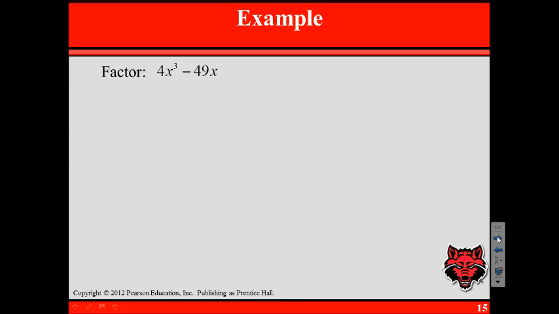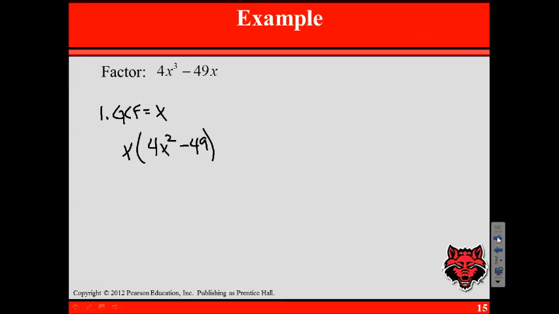Now, in this example, we have to go one extra step before we have a difference of squares. We have 4x cubed minus 49x. The first step, and we should really try this every time, is to factor out the GCF. The GCF here is x. When we factor out an x, we are left with 4x squared minus 49.